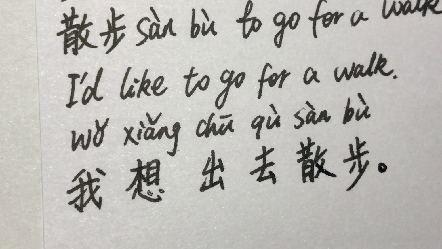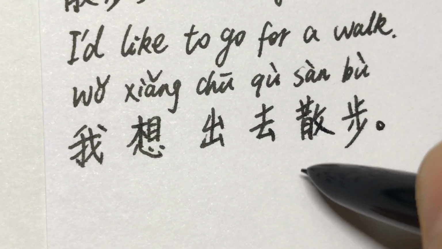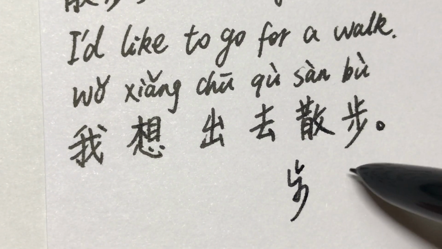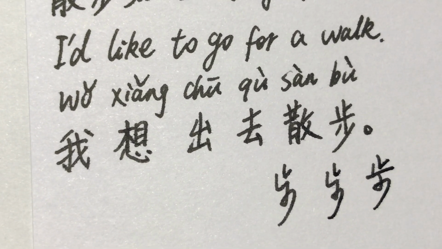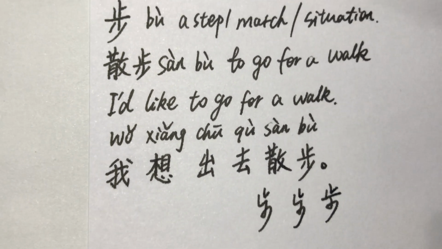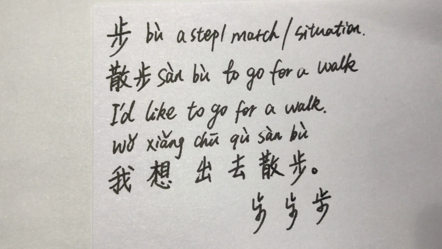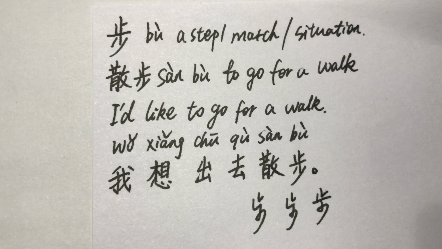我想出去散步。步 in cursive. 步, a step, march, situation. 散步, to go for a walk. I'd like to go for a walk.